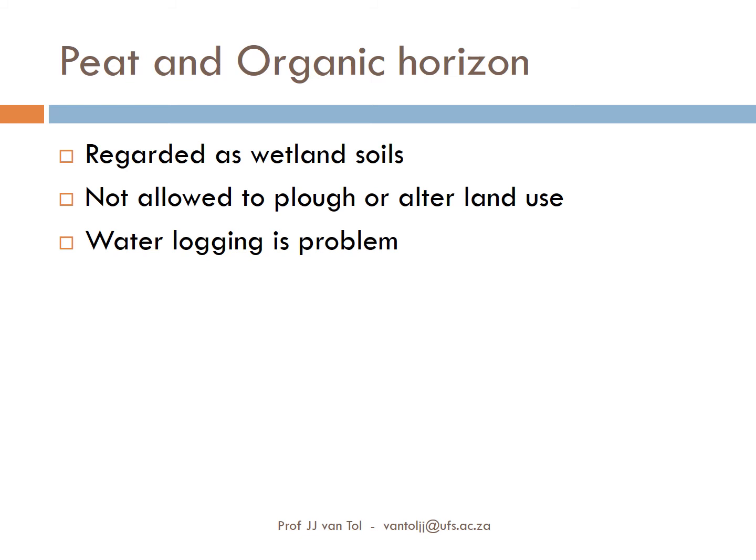So both the peat and the organic horizon are regarded as wetland soils. We are not allowed to plough wetland soils in South Africa, it's protected by law. Waterlogging is always going to be a problem. They might be fertile, but when you're going to plant them or plough them, you're going to disrupt the structure and you're going to get problems.